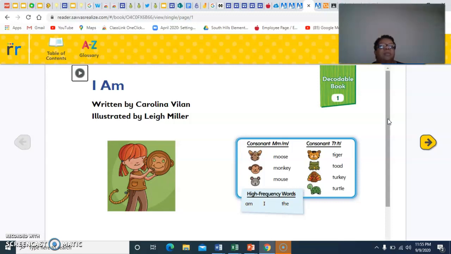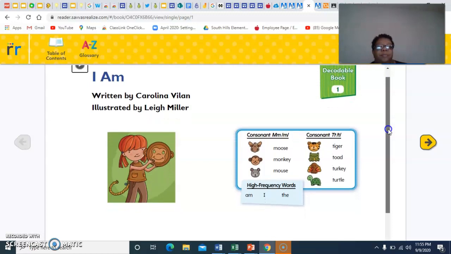Okay, so one thing I was going to say, when it says written by, that means that's the author. That's the person that wrote the story. And then illustrated means that's the person that drew the pictures. So the illustrator is always the one that is drawing the pictures for the story. Okay, I'm going to turn the page.